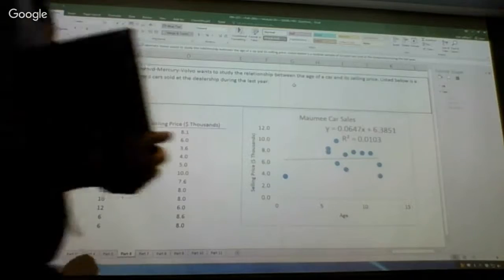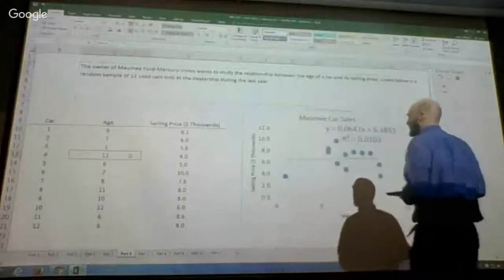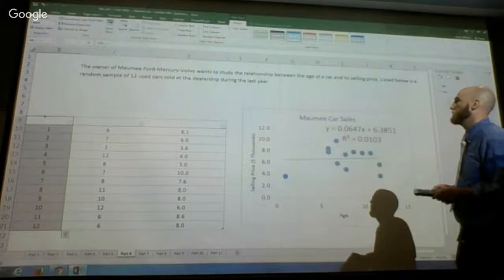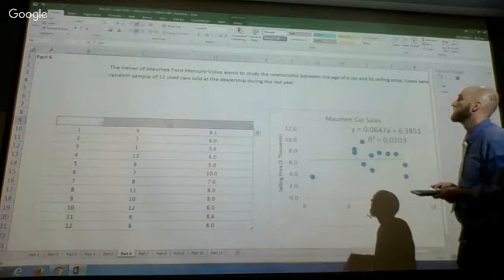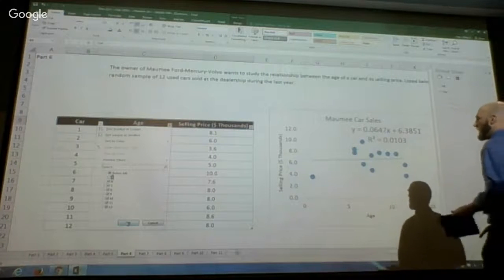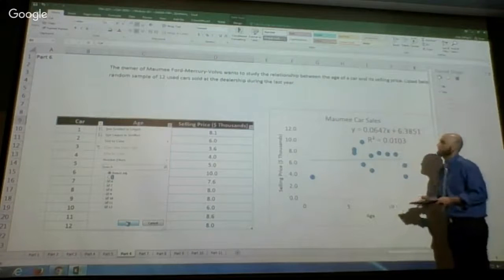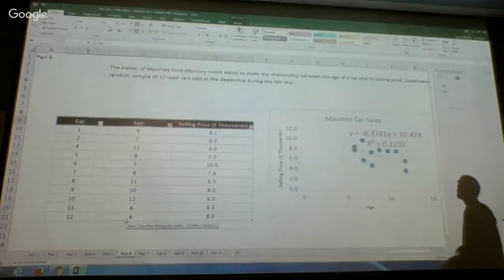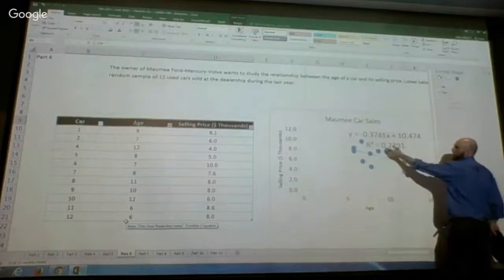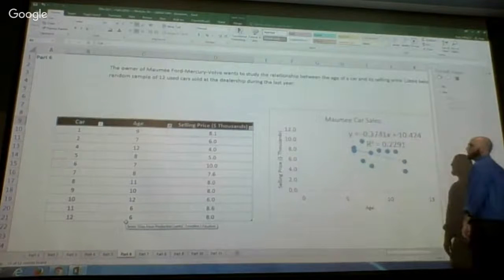Even if we exclude, come on Excel, do your magic. I want to exclude this one car over here that's got an age of 1 year. I just want to see what would happen because I'm curious. There's sort of a negative trend here. R squared is only 0.2 or about 23%. So that would be an R of around negative 0.4, which I suppose might tell us a story.